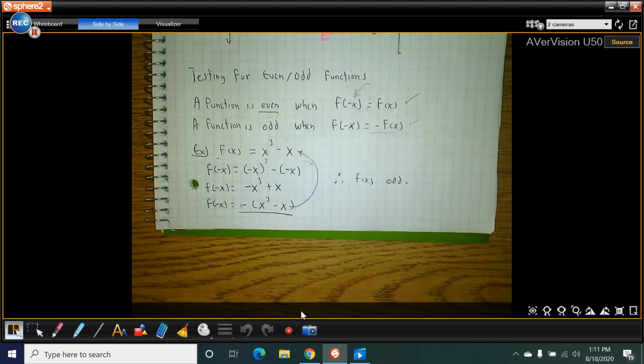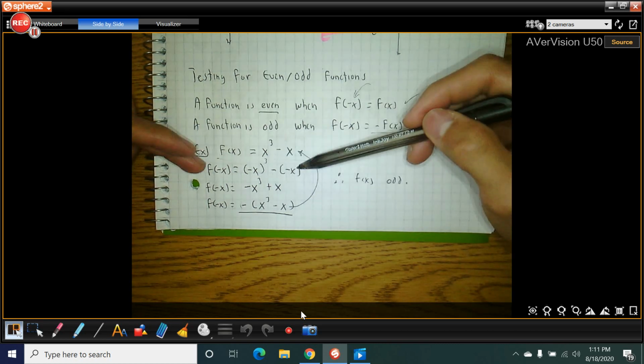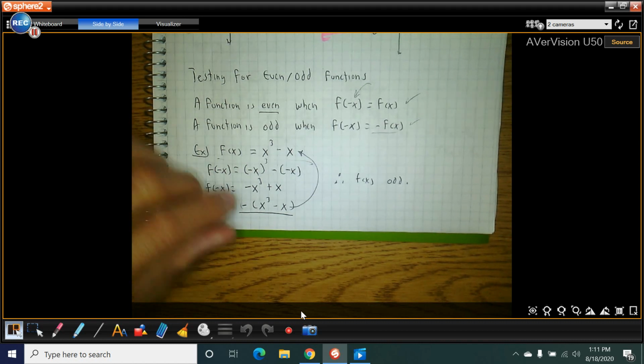Let's recap. You've got to plug in negative x for every x, evaluate and simplify, and just compare. Do you get the original function back, or do you get the negative of that function? And if that doesn't happen, then it's going to be neither. Okay, let's try another one.